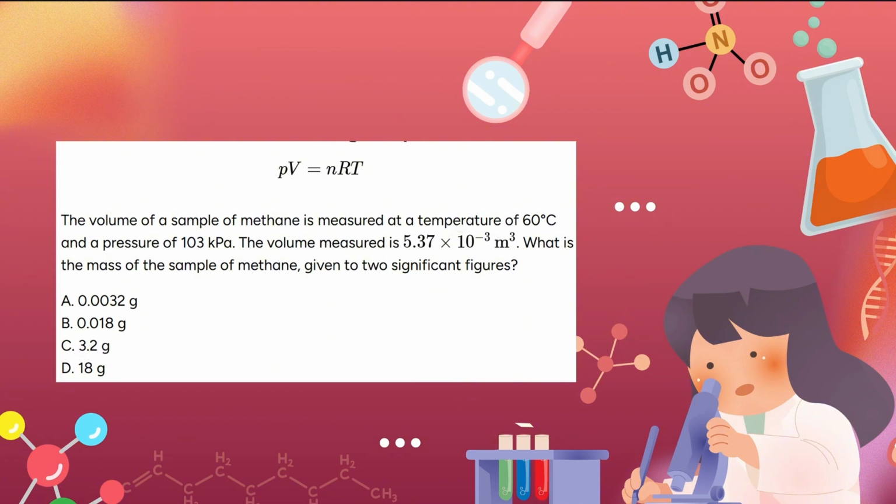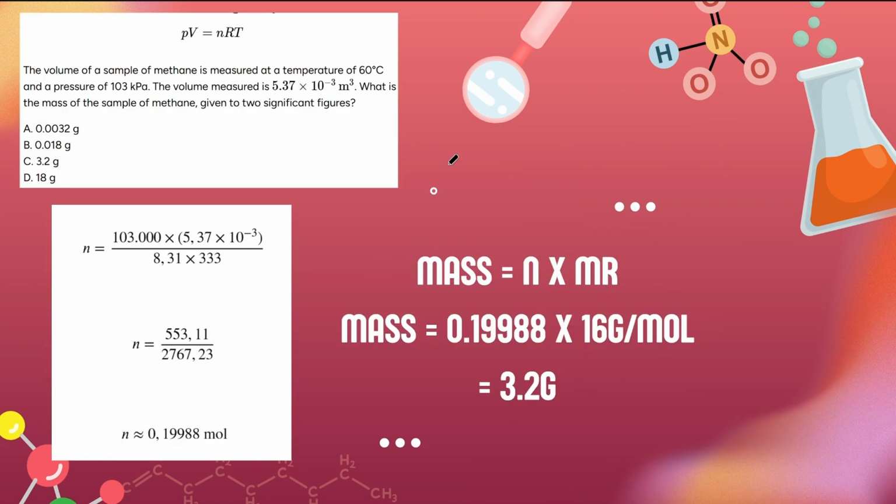Okay, next we have another question, which is the volume of a sample of methane is measured at a temperature of 60 Celsius and a pressure of 100 kPa. The question is, what is the mass of the sample of methane? As you guys know, to find grams, we use these equations. I'm sorry if my writing is bad, but this is the equation, by the way. And here's how to solve it.